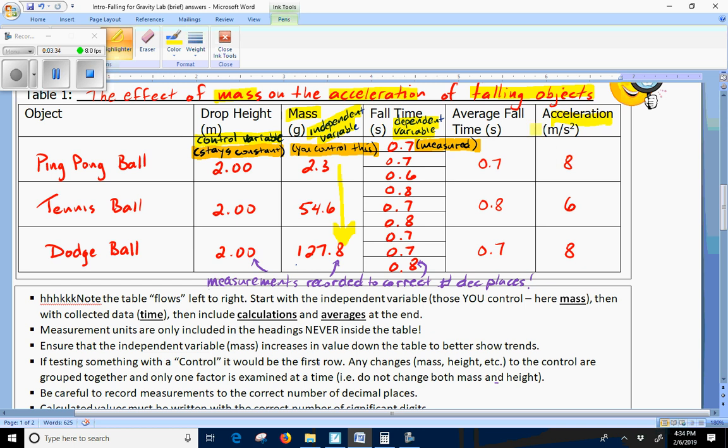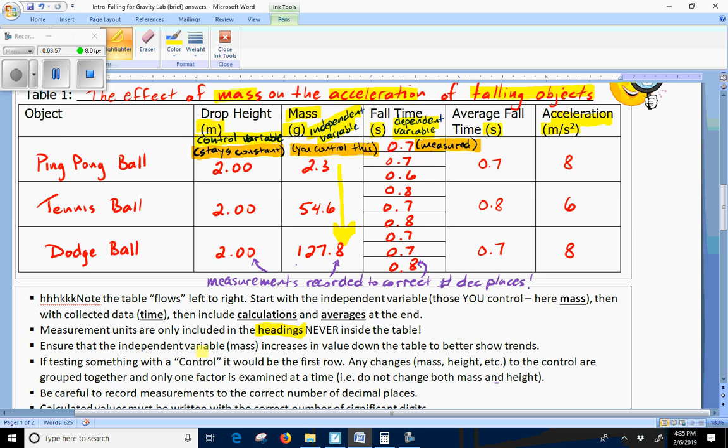Things to keep in mind are this. Measurement units are only included in headings, never inside the table. So when I measured the time, I didn't write down 0.7 seconds, 0.7 seconds, etc. No, the units are only up here. So this would be the units in the heading itself at the top. So make sure you didn't put any units down in the actual table.